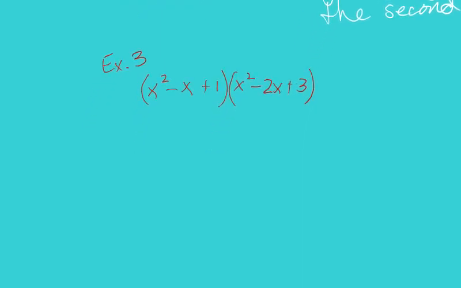It's actually pretty straightforward. And the way you do your work can actually benefit you a lot in regards to like terms. So here we go. Everything in the first goes to everything in the second. So x squared in the first is going to go to all 3 in the second. So we would get x to the fourth minus 2x cubed plus 3x squared. Then everything in the first is going to go to everything in the second again.